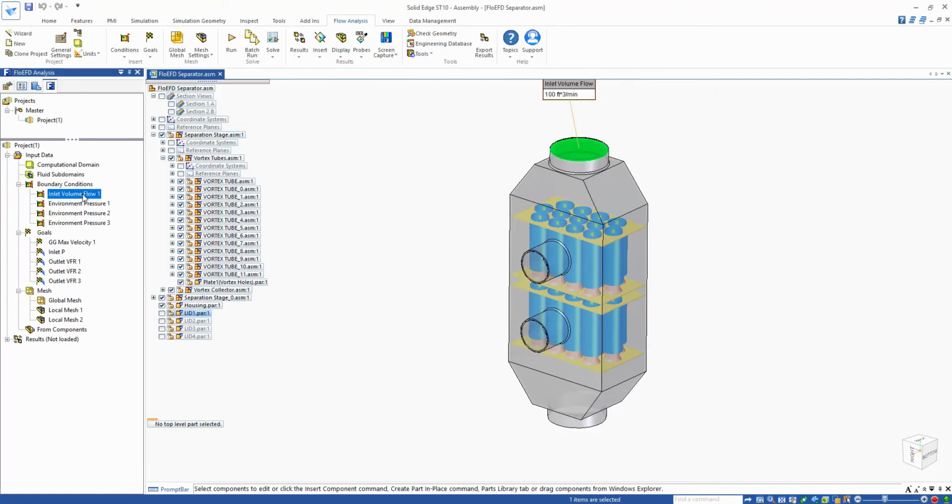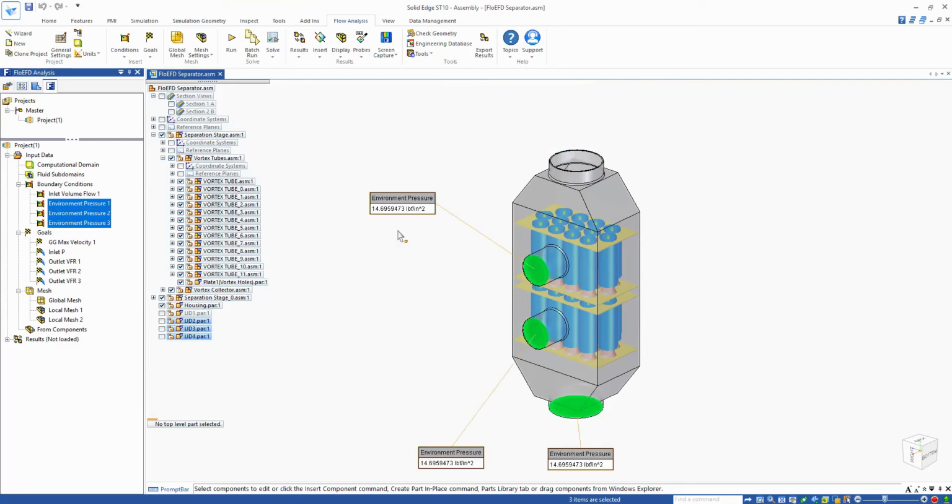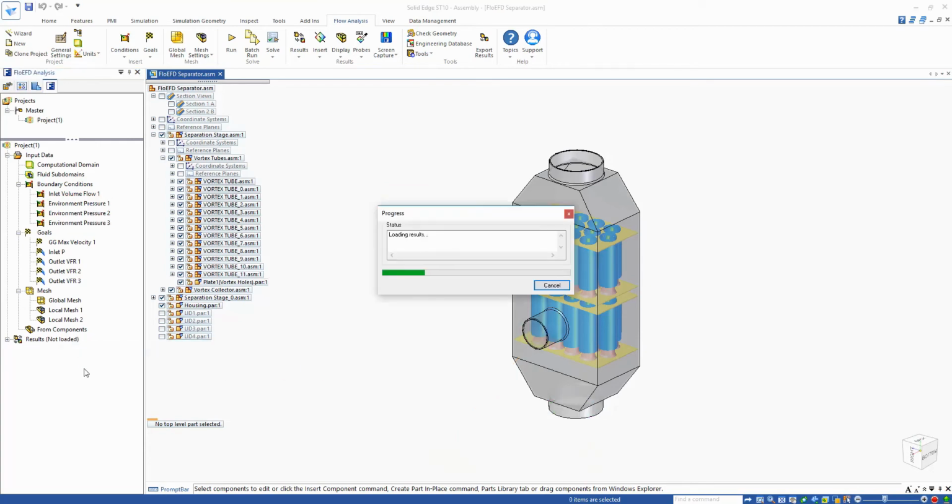So here, first of all, we have 100 CFM on the inlet. We then have 3 pressure outlets, the first stage of cleaning, the second stage of cleaning, and then hopefully the last clean air stage right at the bottom. So let's load the results.